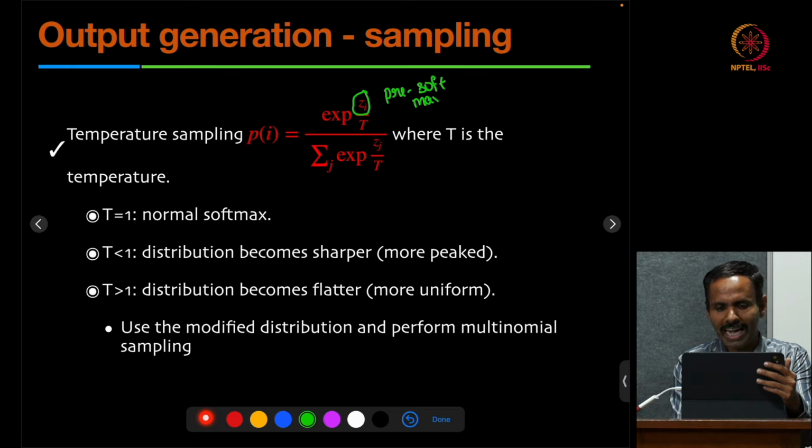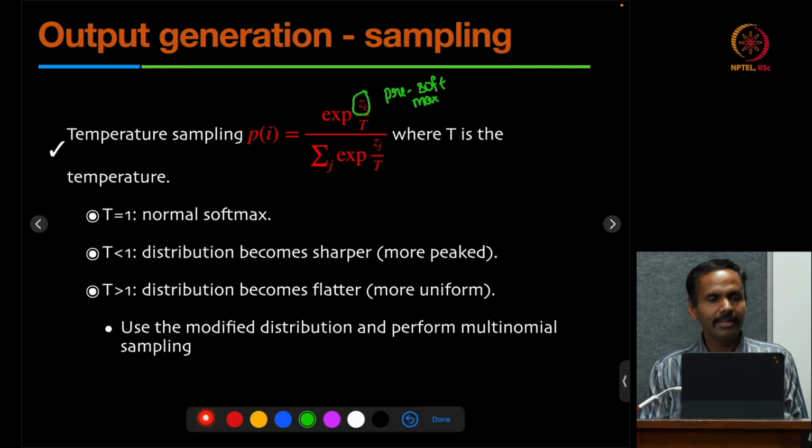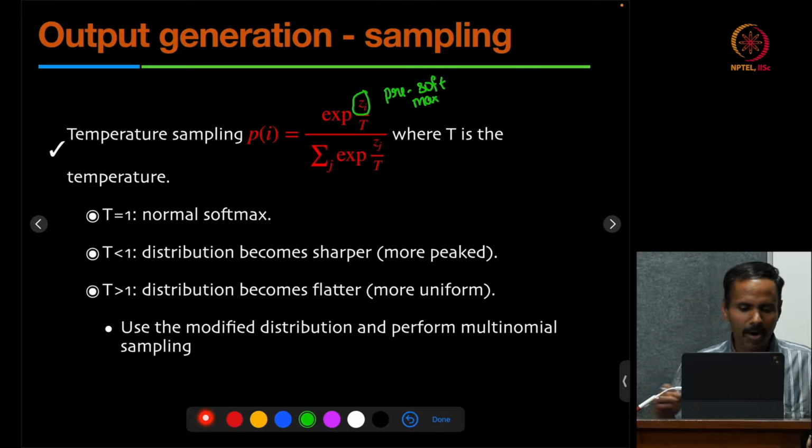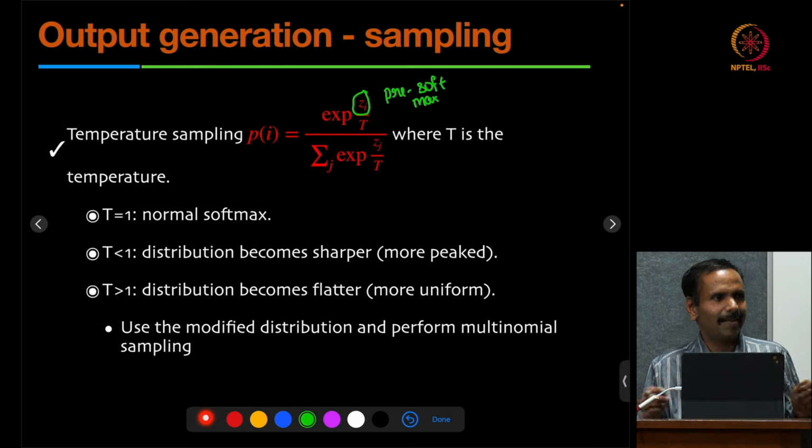So if you have Zi's as the pre-softmax output, and if I put just say t equal to 1, that is essentially your softmax equation. But instead of putting Zi directly, I scale it, or divide it, by a positive number t. And t equal to 1 is the normal softmax, and anything that changes from 1 to above 1 or below 1 gives you different output sampling.